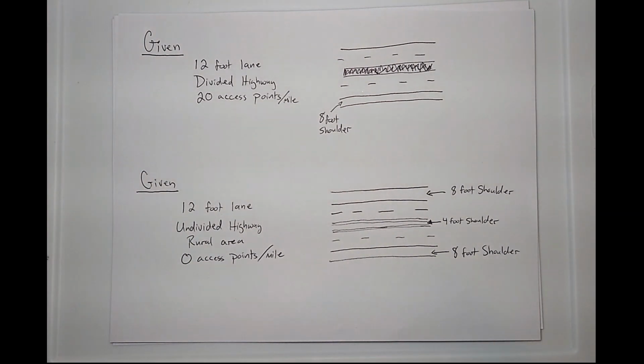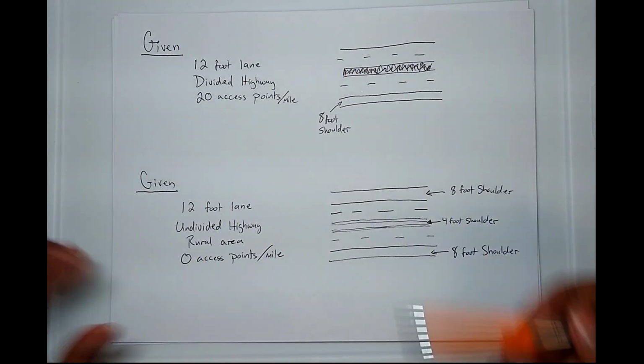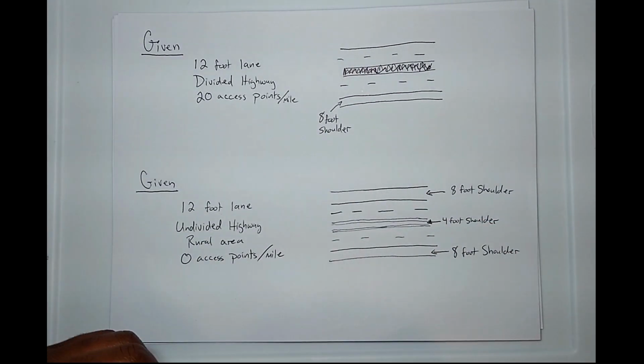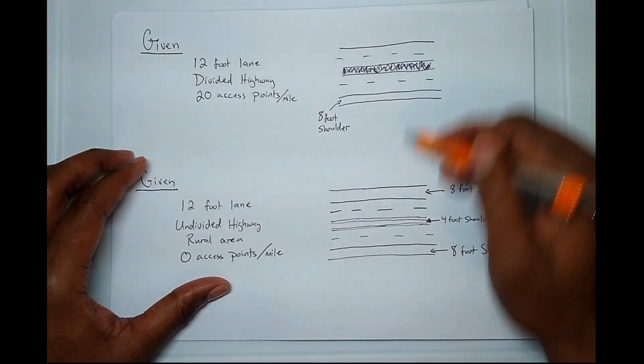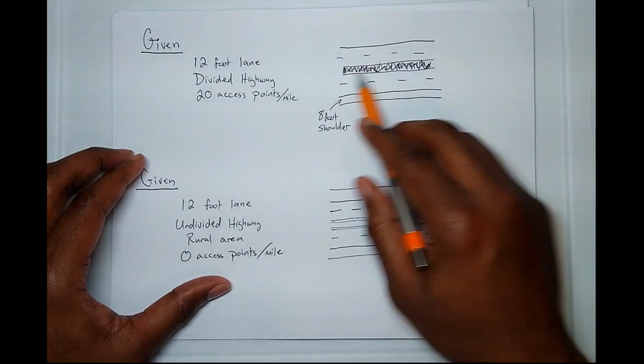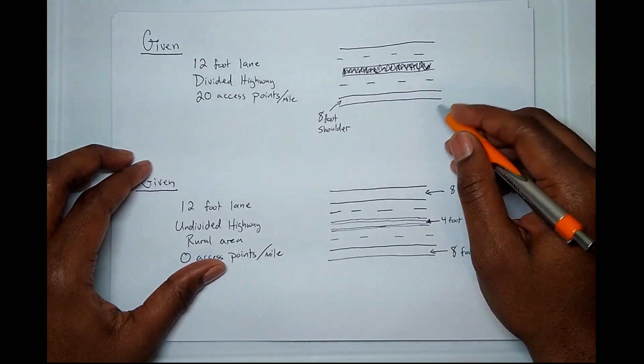So let's take a look at this example here. Two different types of highways, but they're both highways. Look at the first example. It's a 12-foot lane highway, so each one of these lanes is 12 feet. It's a four-lane, but it's a divided highway, so you've got a median in the middle. And it's 20 access points per mile.